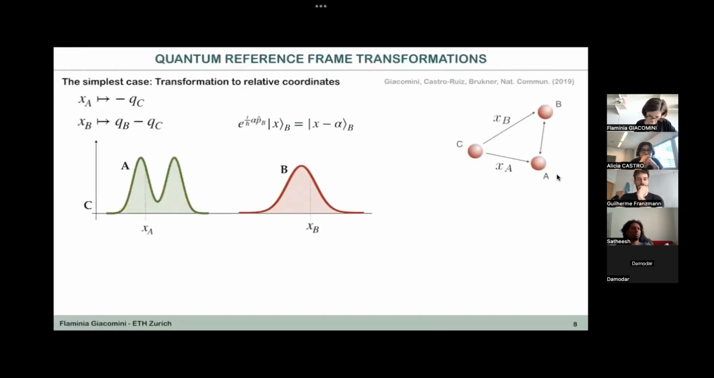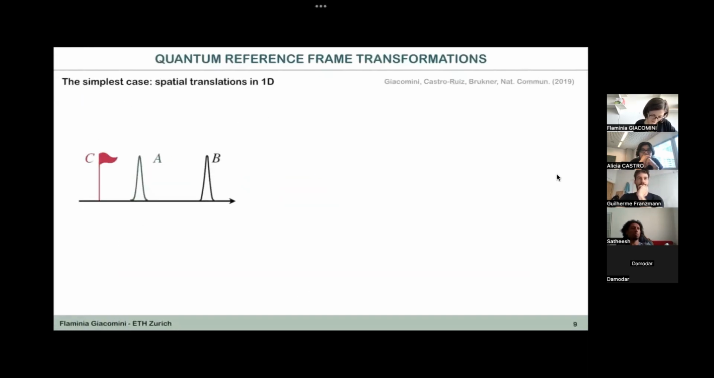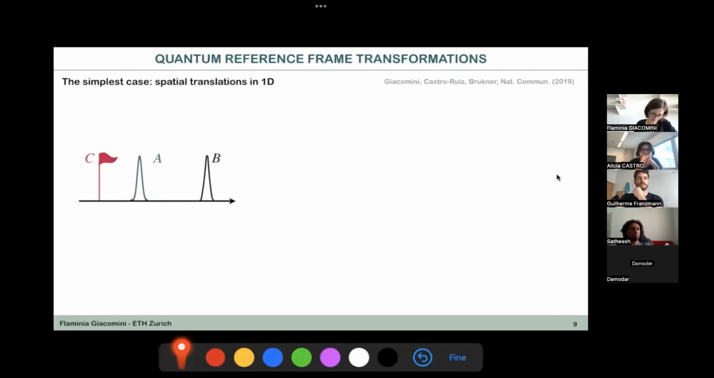let me just go back to that. Okay, so if A is localized in this position, then when I apply the quantum reference frame transformation of the slide before to this quantum state, then I just put the origin of the quantum state here, and then I describe C as being in minus XA and B as being in, say, XB minus XA. So basically, it reduces to the usual translation as soon as I have a state that is well localized in position.